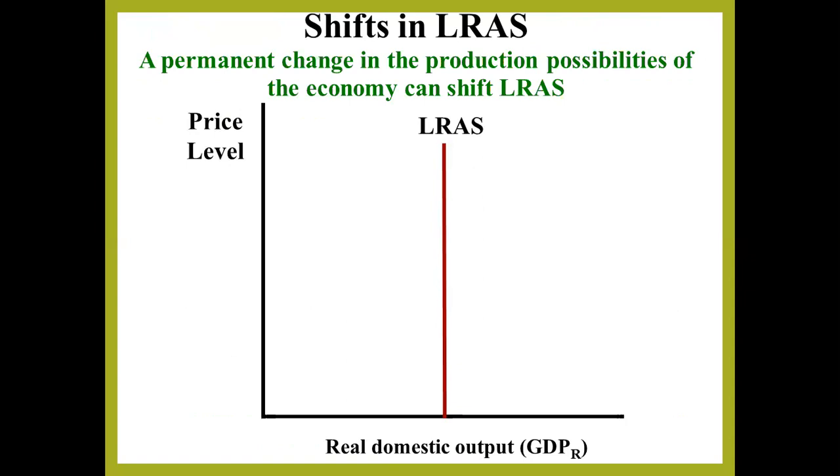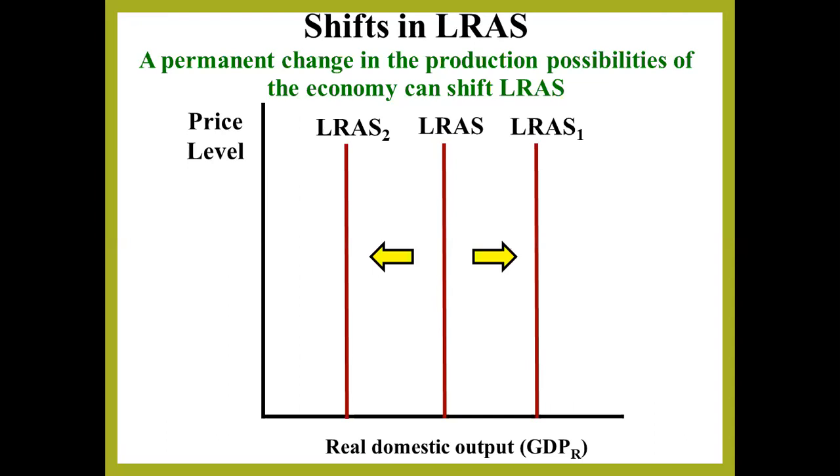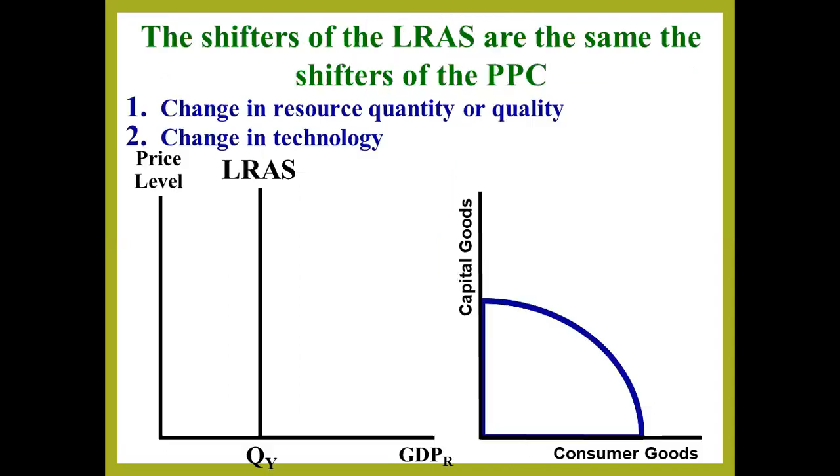That makes sense because an economy is not stuck where you can only produce X amount of units and that's all you can produce forever. An economy can continue to grow. Their natural rate of unemployment might stay the same, but they can produce more. So it can increase or decrease, shift to the right, shift to the left. What are some things that will do it? We have a change in resource quantity or quality, and we have a change in technology.